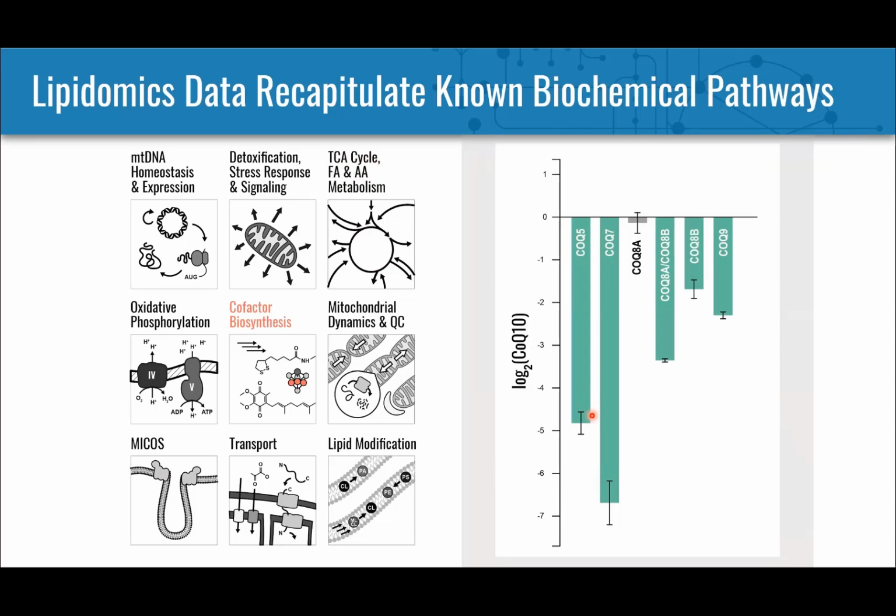So here's a plot. We can just look at our data in all these different ways. We can say, show me the abundance of a molecule. In this case, we're going to be interested in CoQ10. CoQ10 is an important cofactor. And all of these genes, if we take them away, and as their name implies, they are involved in CoQ synthesis, all except for this one, we see downregulation in CoQ10 if we take those genes away.